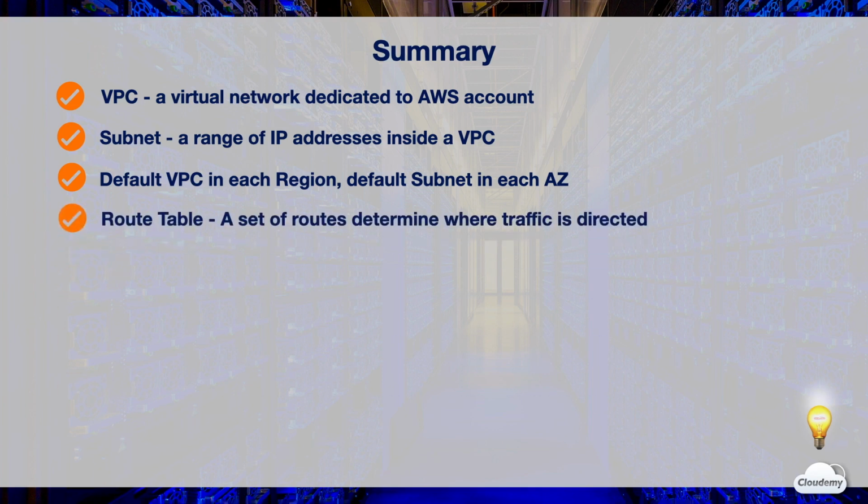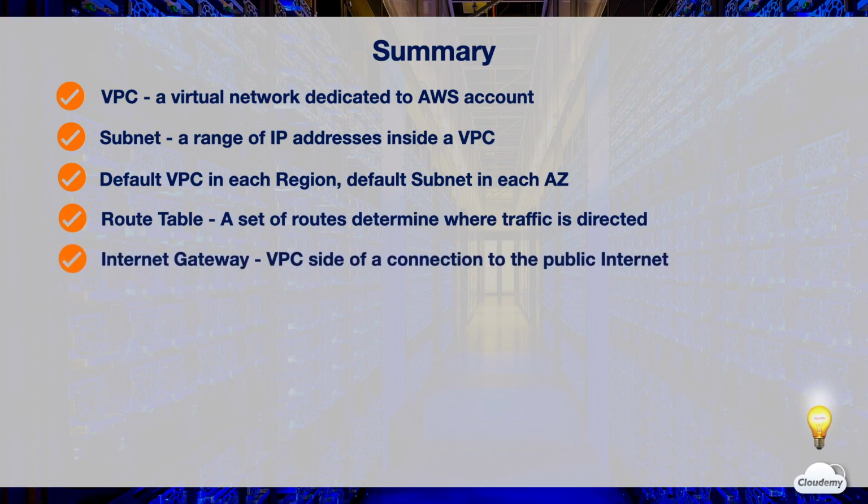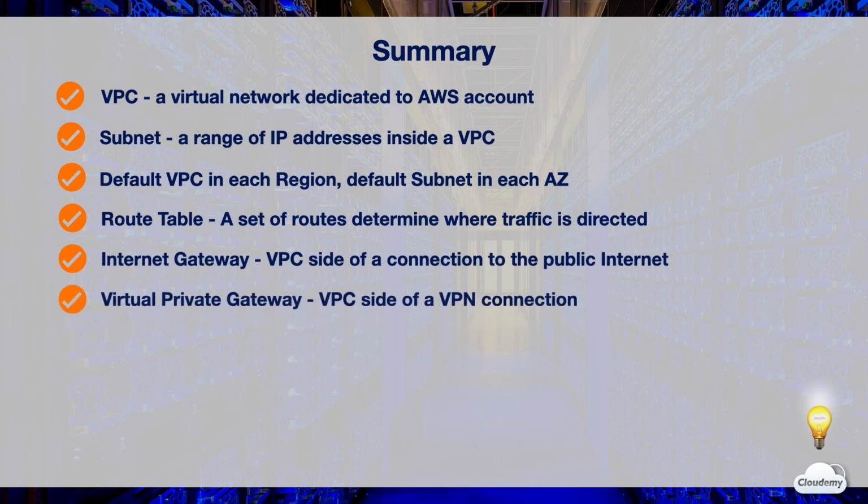Route table contains a set of routes that are used to determine where network traffic from your subnet or gateway is directed. Internet gateway is a gateway that you attach to your VPC to enable communication between resources in your VPC and the internet. Virtual private gateway is the VPC side of a VPN connection between your corporate data center and AWS using an AWS site-to-site VPN connection.